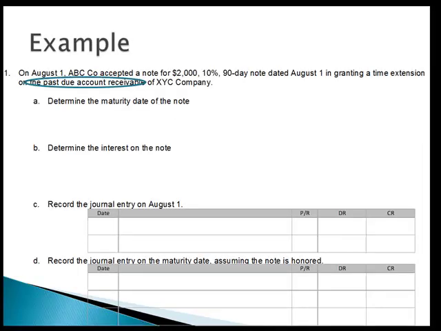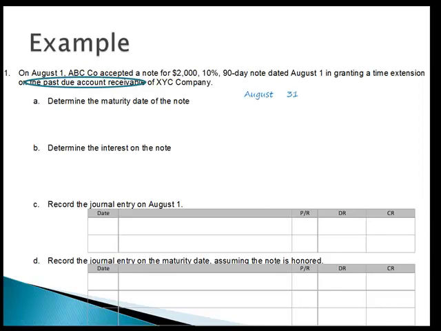All right, so here's an example. On August 1st, ABC accepted a note for $2,000, a 90-day note dated August 1st, granting a time extension on a past due account of XYZ company. So this is a past due accounts receivable account. What we're doing is saying, hey customer, you're not paying your accounts receivable balance. We're going to charge you interest, but we'll extend this into a loan. We'll give you a 90-day loan.